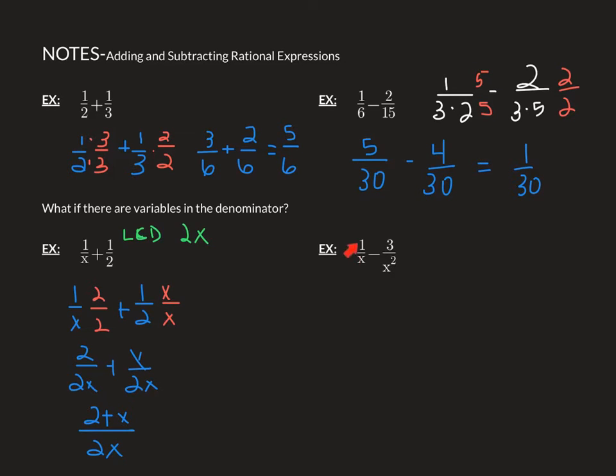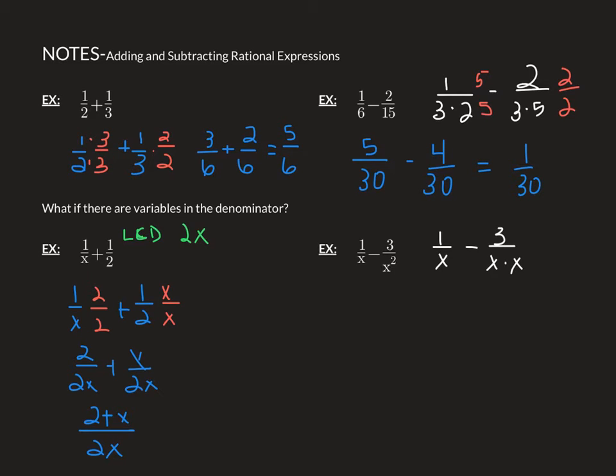If I look at 1 over x minus 3 over x squared, do they have common factors? The answer is yes, they have common factors. I could rewrite this, and we probably wouldn't do this, but I can rewrite 1 over x as 1 over x, and 3 over x squared has x times x. So for my first fraction, am I missing anything in the denominator? Well, sure, I'm missing that extra times x.